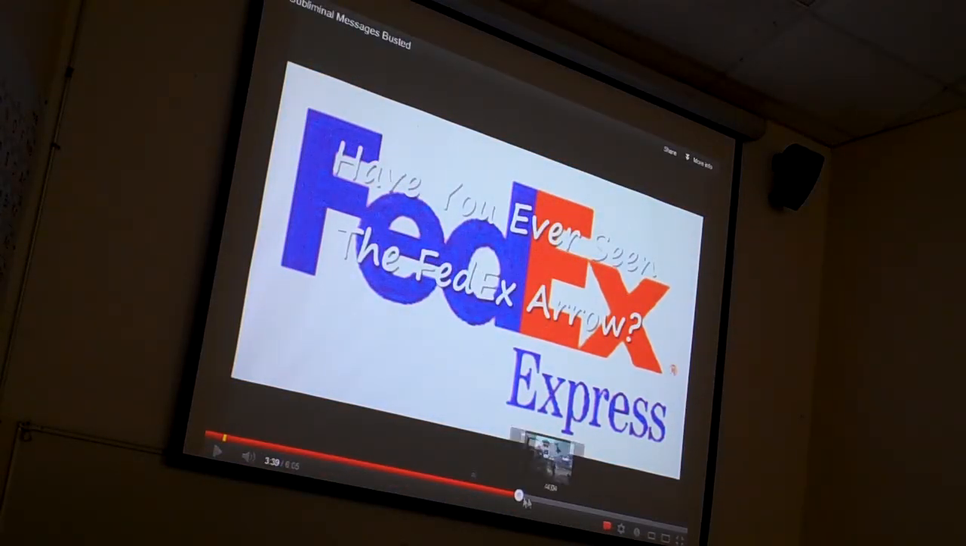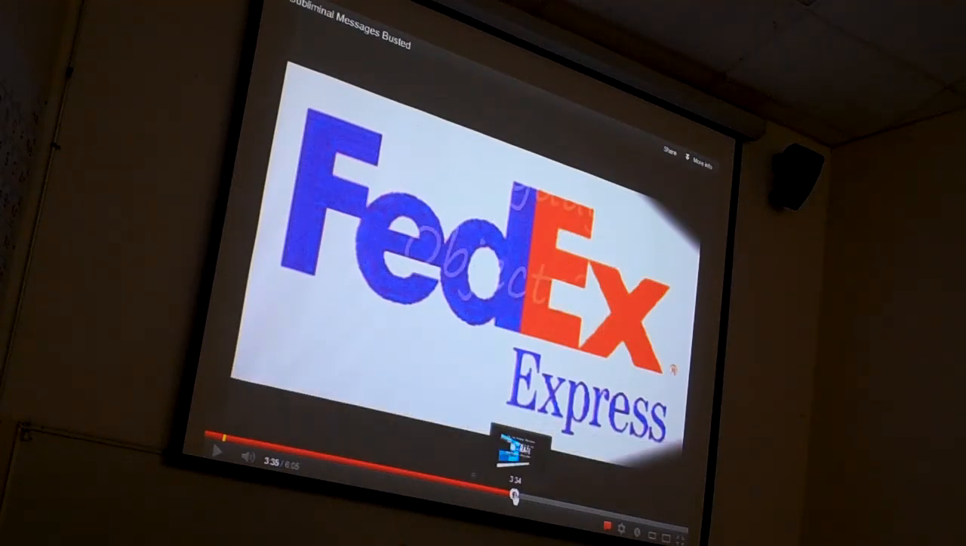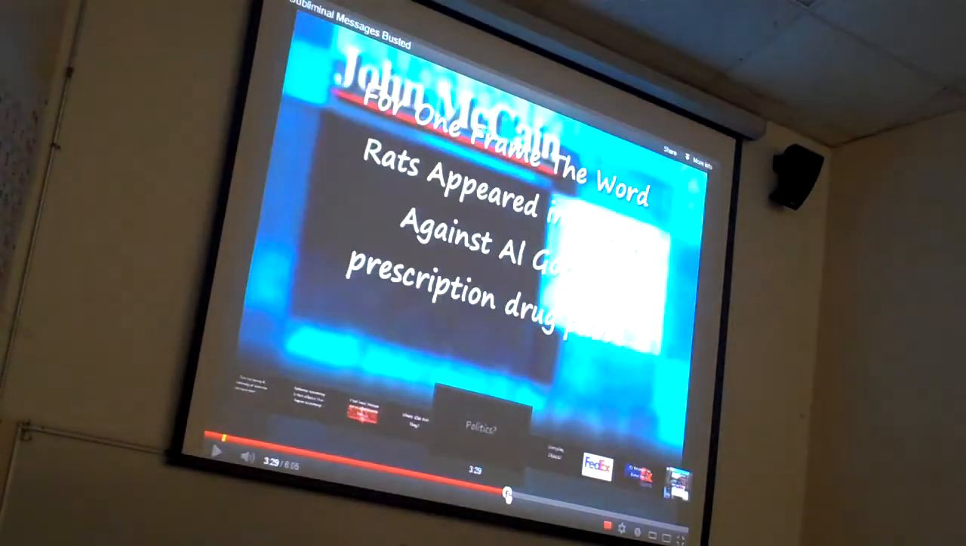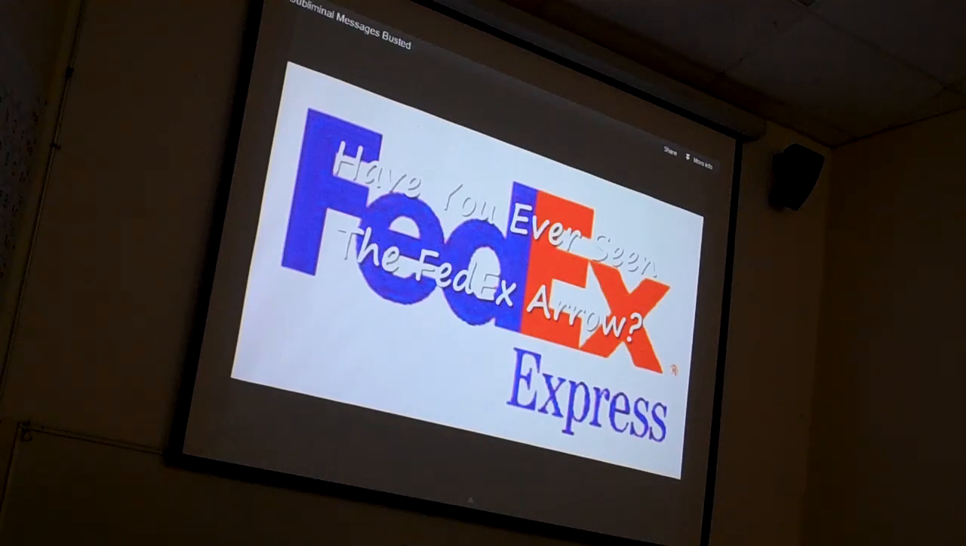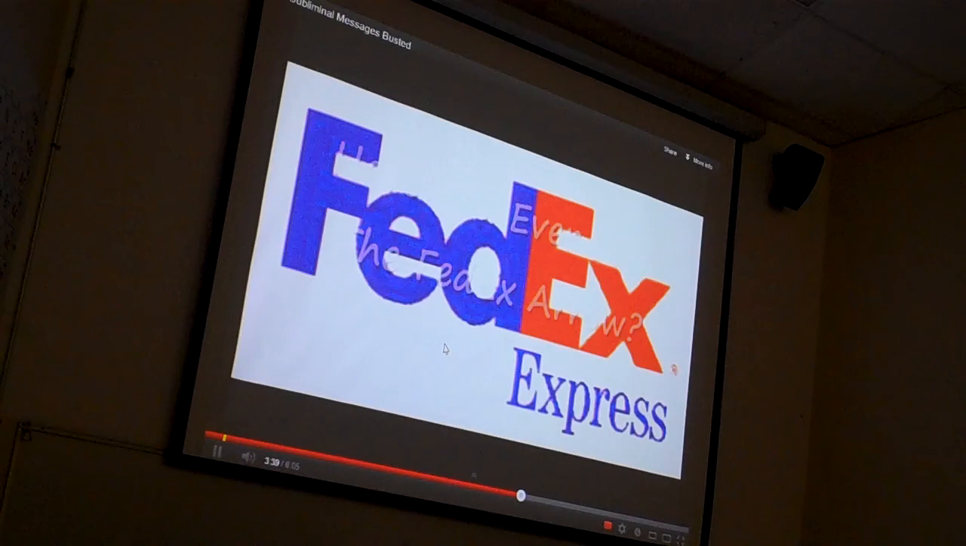I'm going to warn you now, if you've never seen this, it will mess you up for the rest of your life. Do you guys know about this? It'll mess you up forever. See the arrow right here? From here on out, every time you look at FedEx, all you can see is that arrow. That's good advertising, though. That's good marketing right there.